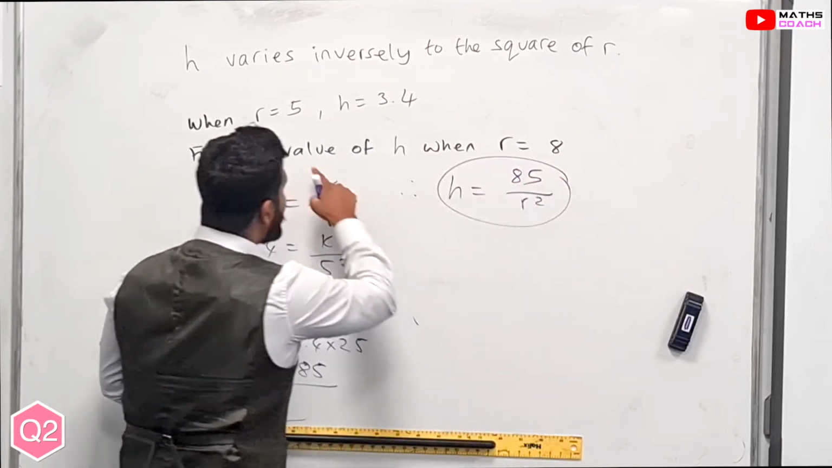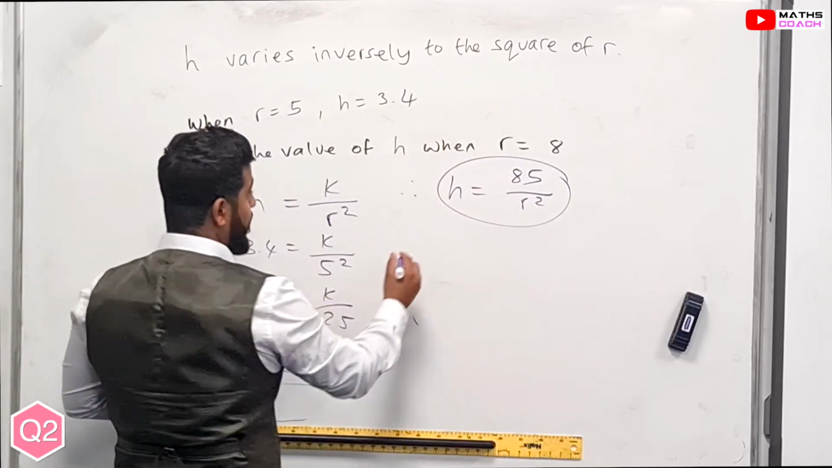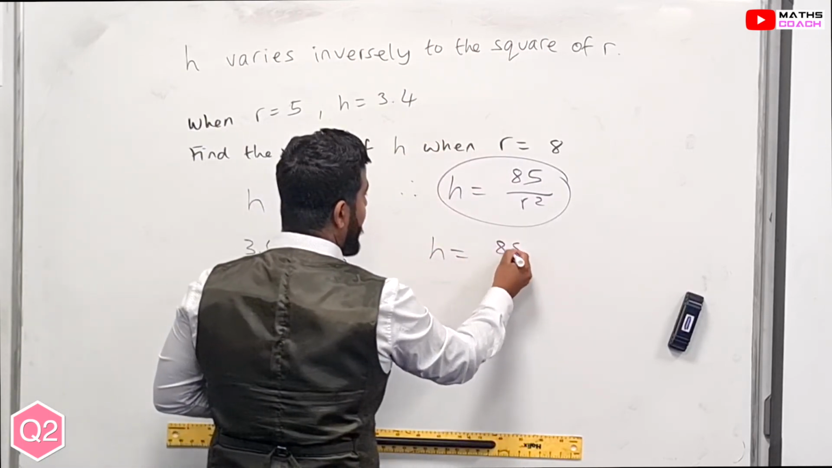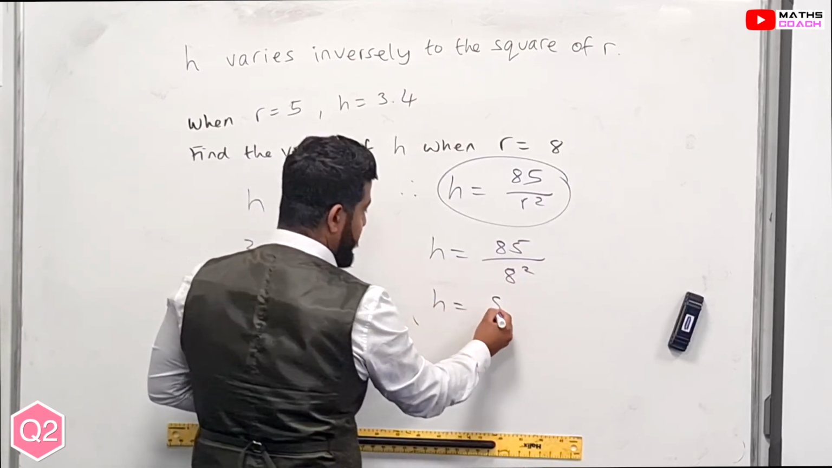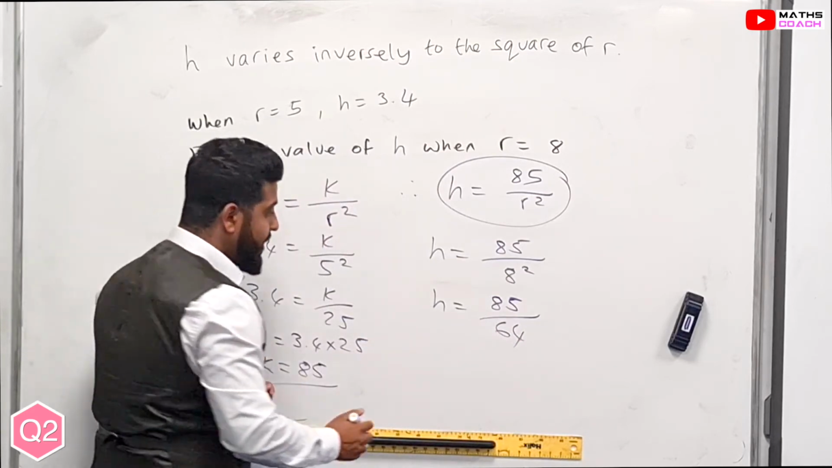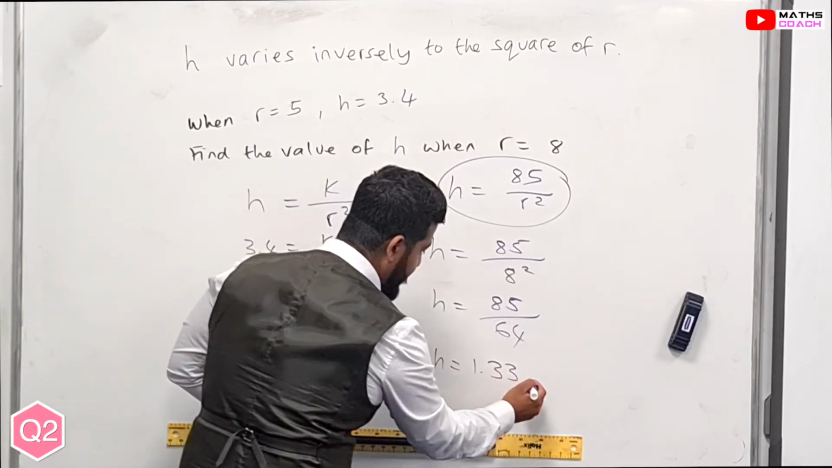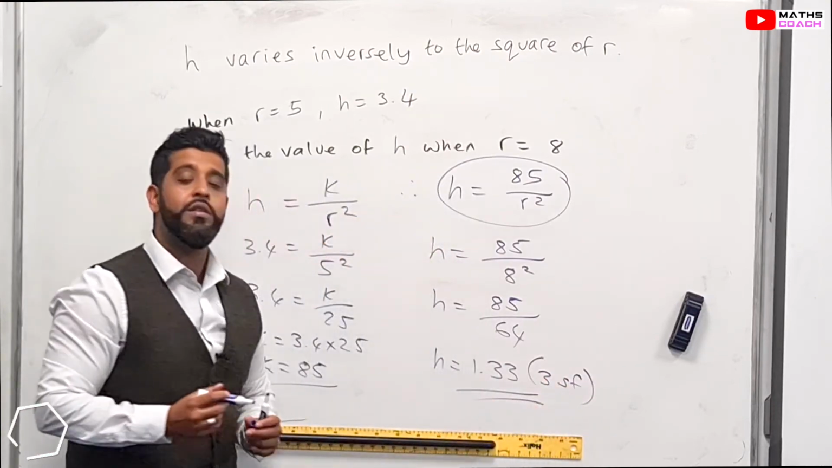And we are ready to find the value of H when R is equal to 8. So let's go. H would be equal to 85 over 8 squared. 8 squared is 64, so H is equal to 85 over 64. Now, if you put this into your calculators, you should get 1.33 to 3 significant figures. And that's your answer for H.